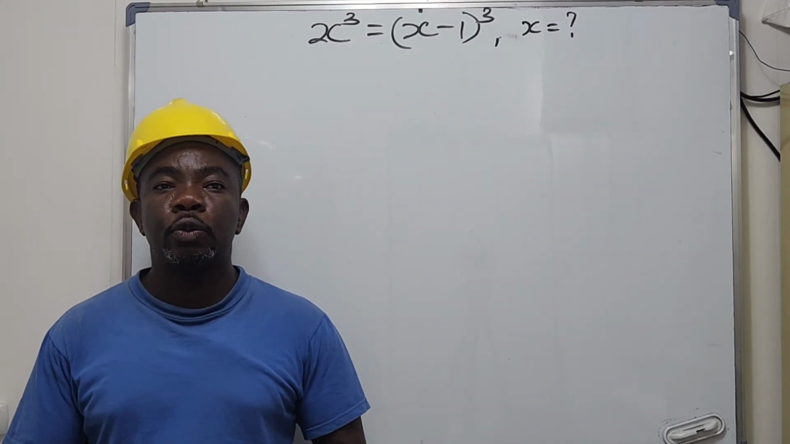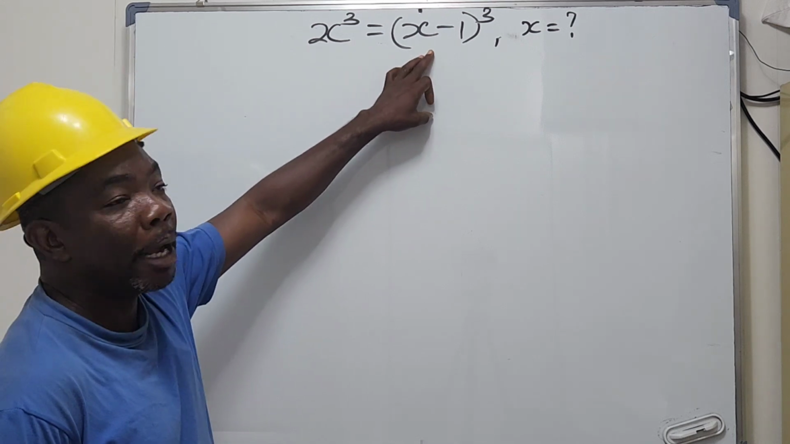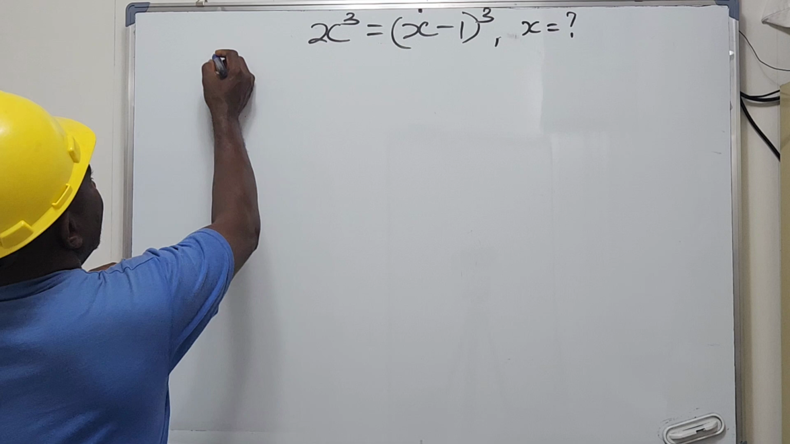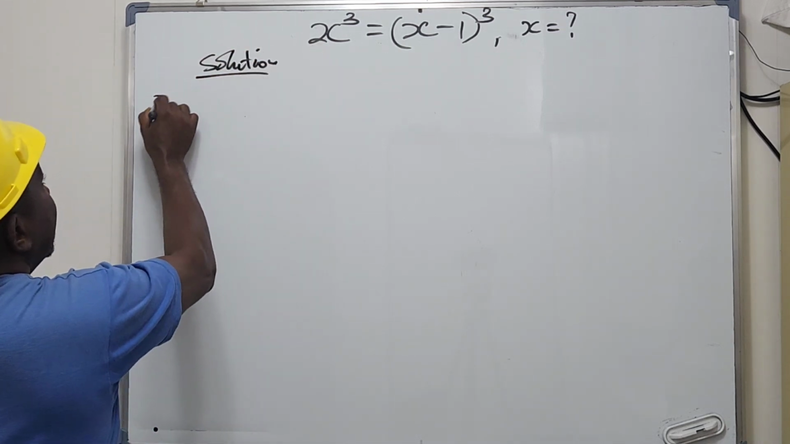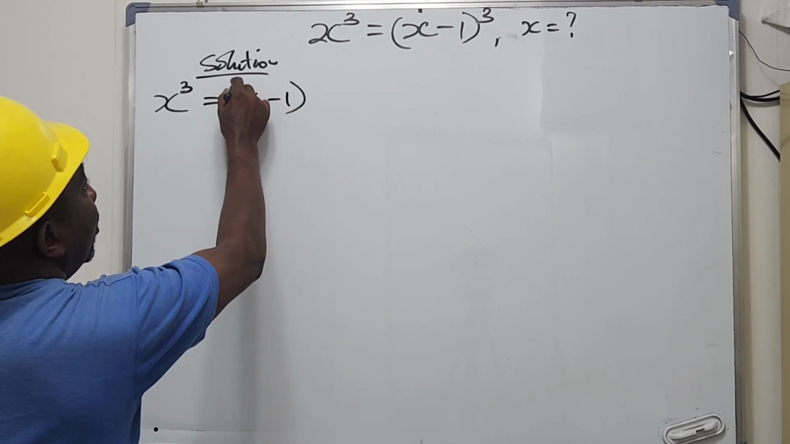For today, we are looking at this question and it says x to the power of 3 equals (x minus 1) all to the power of 3. We are asked to find the value of x. So we have here the solution. We are given x to the power of 3 equals (x minus 1) all to the power of 3.